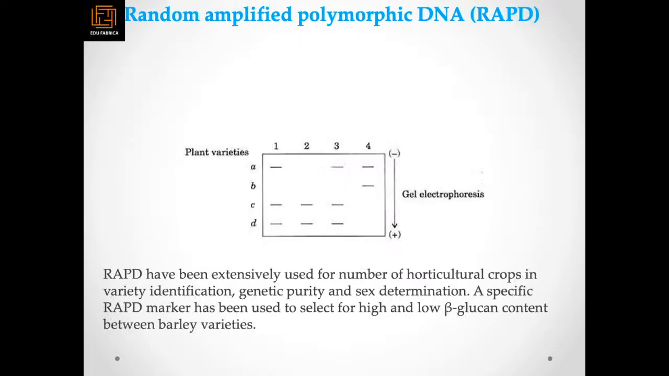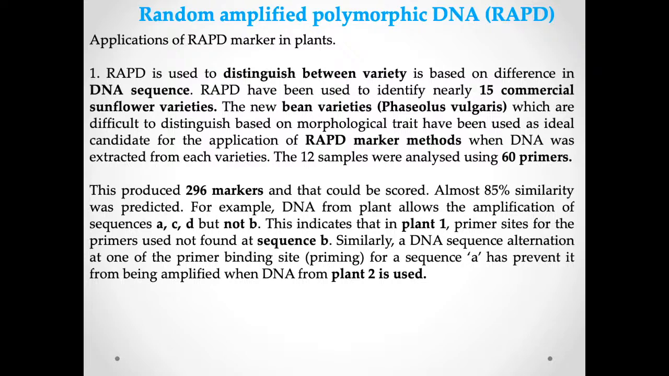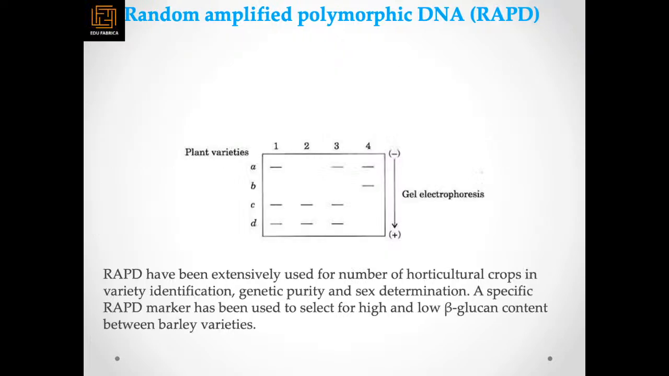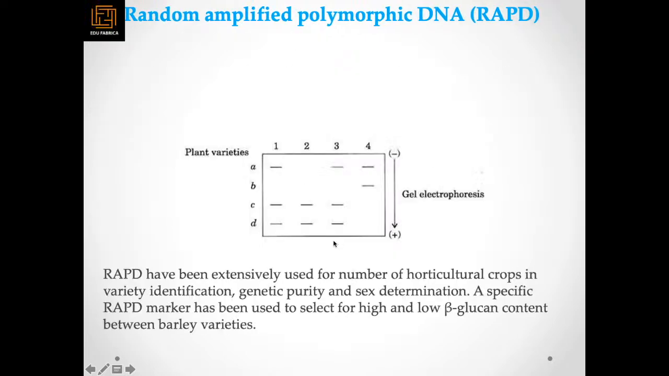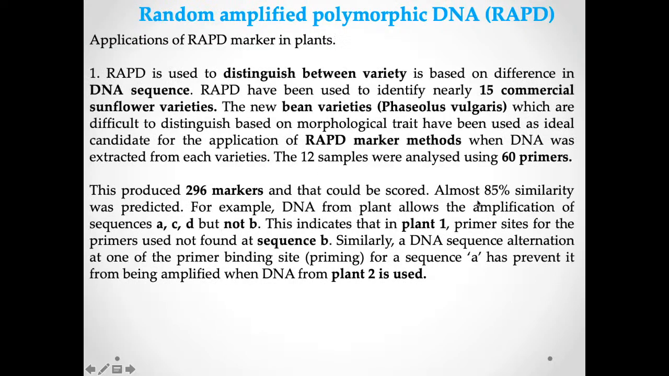Further, here we can see that, for example, DNA from plant allows the amplification of sequences A, C, and D, but not B. So you have various plant varieties A, B, C, D. Then when you run over the gel, only B will not show differences in the gel, various fragments; only A, C, and D are showing these differences. So this indicates that primer sites for the primer used are not found in the sequence B. So whatever the sequence that we were using in plant A, it's not present in plant B.